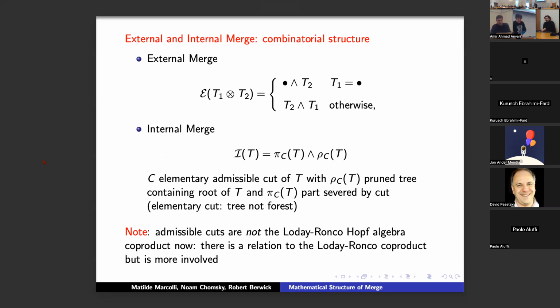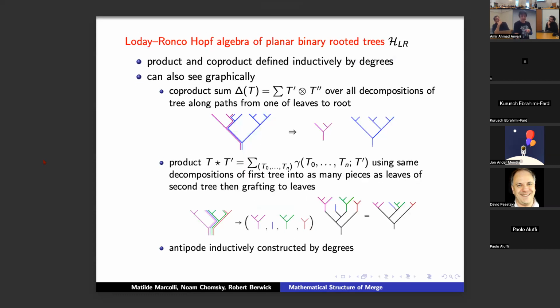Okay, so the external and internal merge themselves look similar to what they look like in the case that we had. Again, you can think of it as admissible cuts on trees when you apply internal merge several times. You apply it once, it's a single cut. But now you have to relate these operations to the coproduct. The coproduct is not expressed directly in terms of this operation anymore. There is a way to express this coproduct in terms of these admissible cuts.